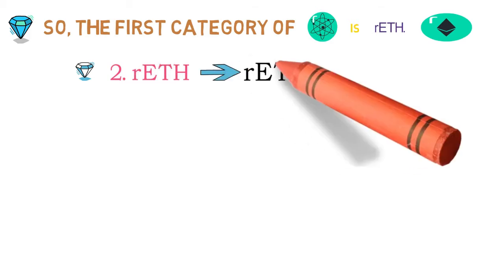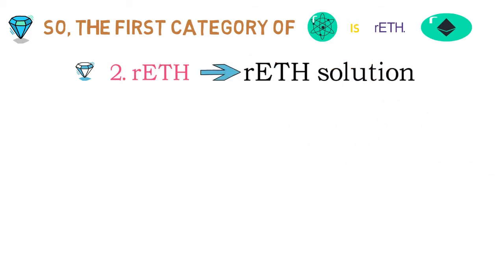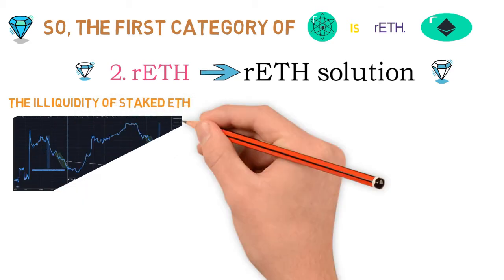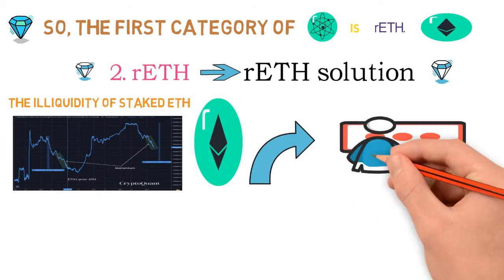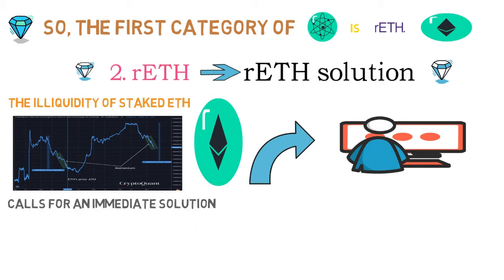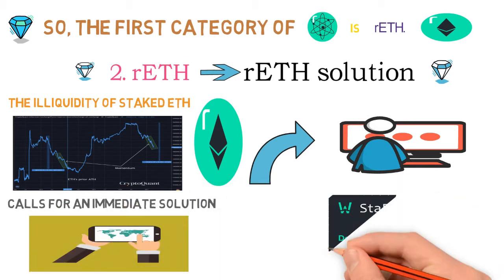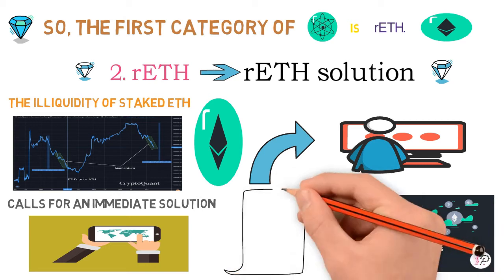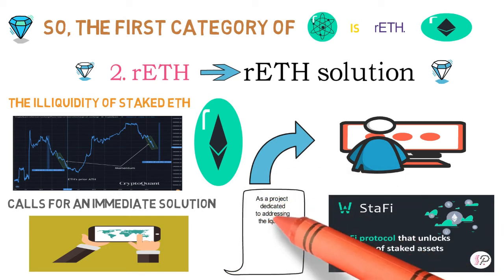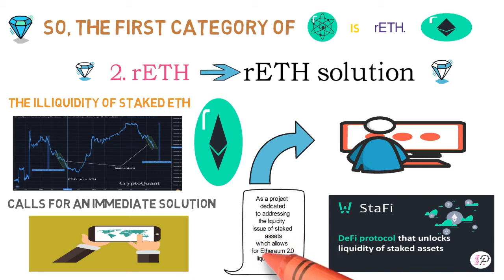2. rETH solution. The illiquidity of staked ETH may deter user participation and calls for an immediate solution. As a project dedicated to addressing the liquidity issue of staked assets, Stafi team proposed the rETH solution, which allows for Ethereum 2.0 liquid staking at ease.